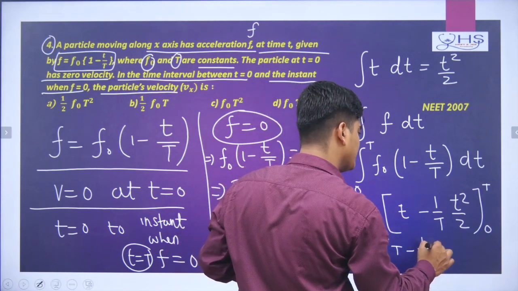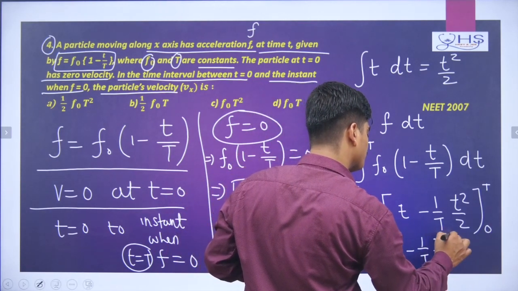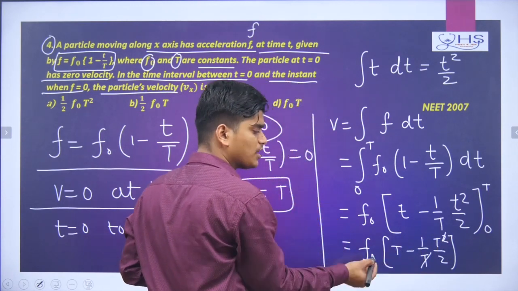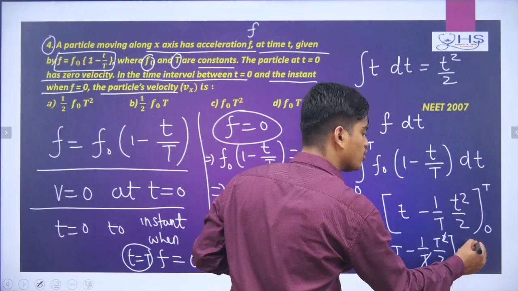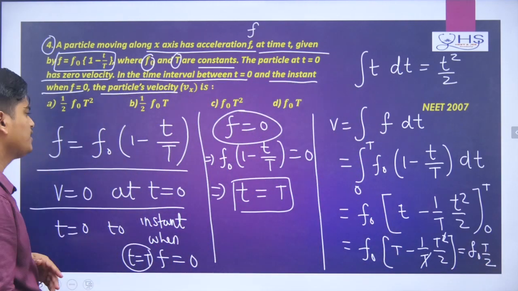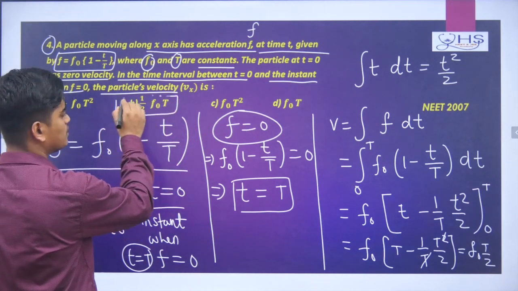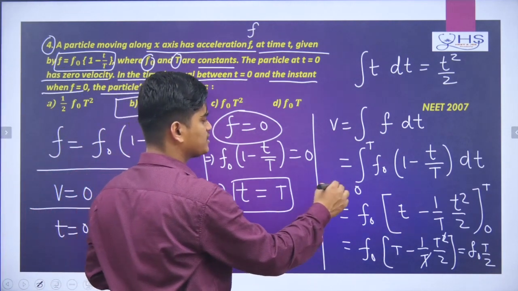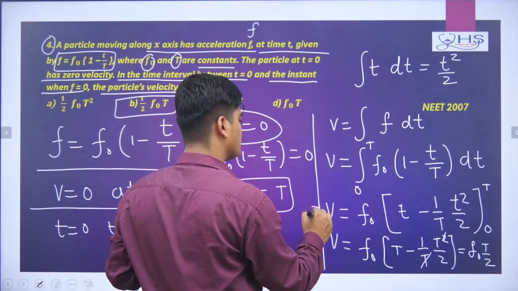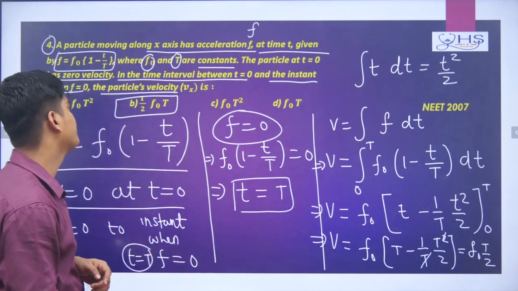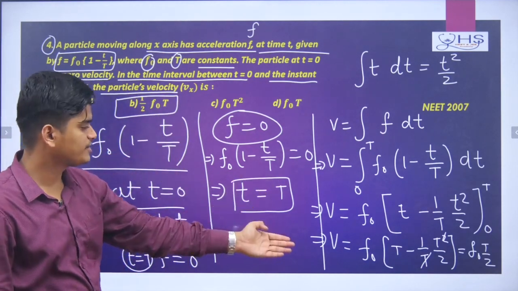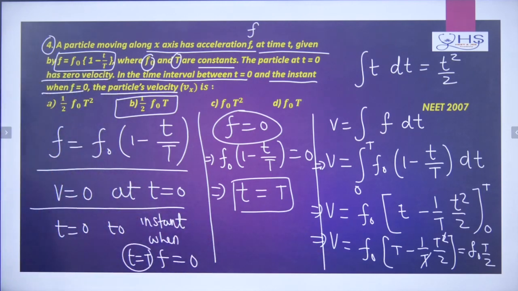Then minus 1 by T times T square by 2. Now one T can cancel with T square. Then T minus T by 2 is only T by 2. So the answer coming is f naught times T by 2. Now check the answer: your velocity in this interval 0 to T is coming as f naught T by 2. And here they are telling Vx, meaning it is moving along the x axis, so the x component is given. So the answer will be B.